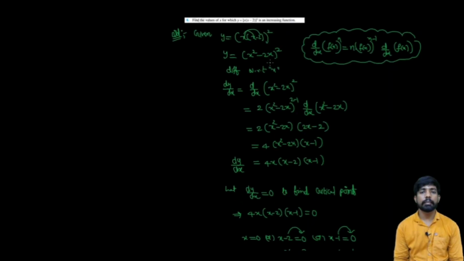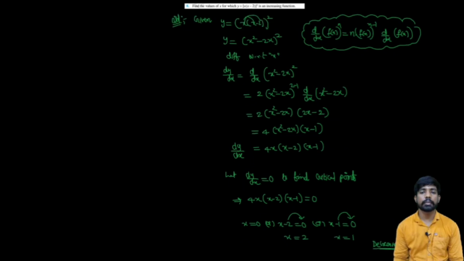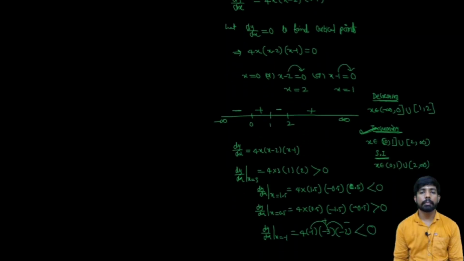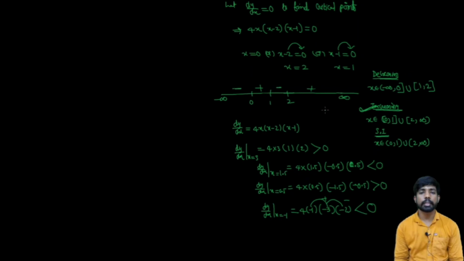First, simplify the function, differentiate it and make it equal to 0 in order to find the critical points. We got the critical points and we substituted random numbers in order to find the slope. So we got the slope positive, negative, positive. Therefore, we concluded that the increasing function is from 0 to 1 and 2 to infinity. This is the solution for the given question, and the additional solutions are decreasing and strictly increasing.